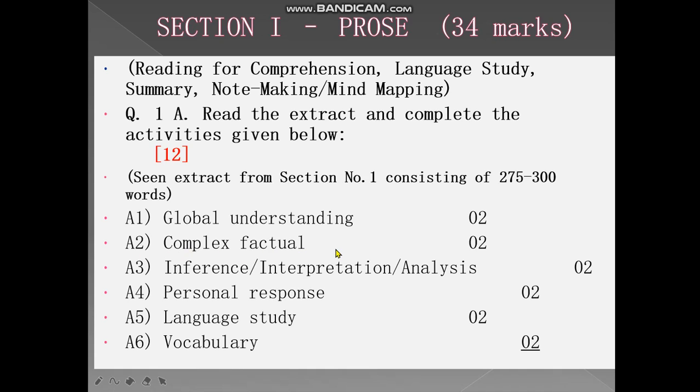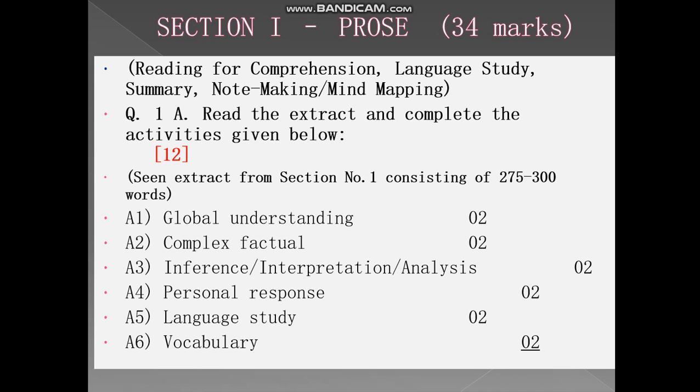Complex factual, what does that mean? The answer would be scattered in that passage. Sometimes it is carrying 2 or 3 lines and design in one paragraph, or sometimes the answer is scattered in both the paragraphs or 3 paragraphs. You have to identify that and then you have to convert that. That's why it is called complex factual.